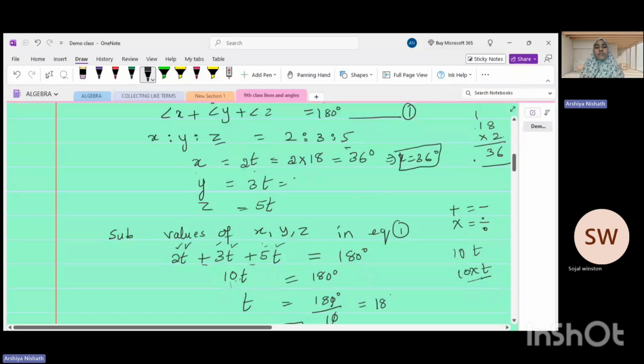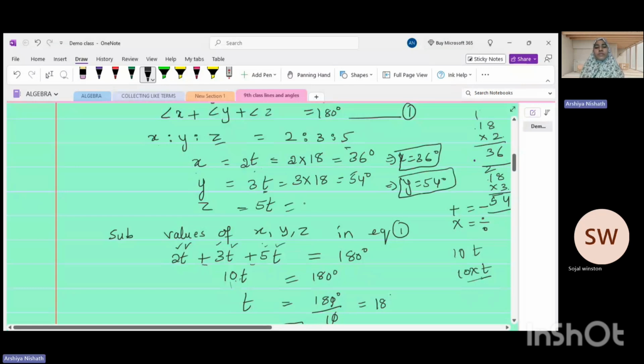Now, what are we left with? We have to find Y and Z values. So 3 into T is what? 18. So 18 3s we have to do. 18 3s are what? 3 8s are 24. 3 1s are 3. 4 5. So it is 54. Okay. So what is my Y value? Y is nothing but 54.